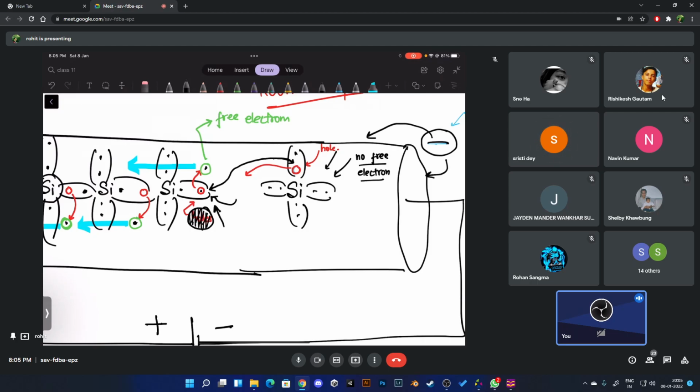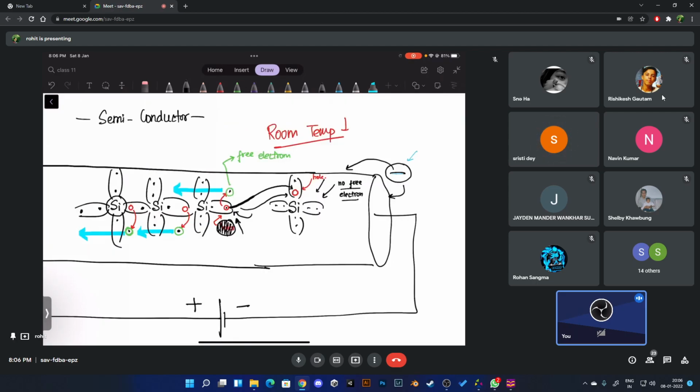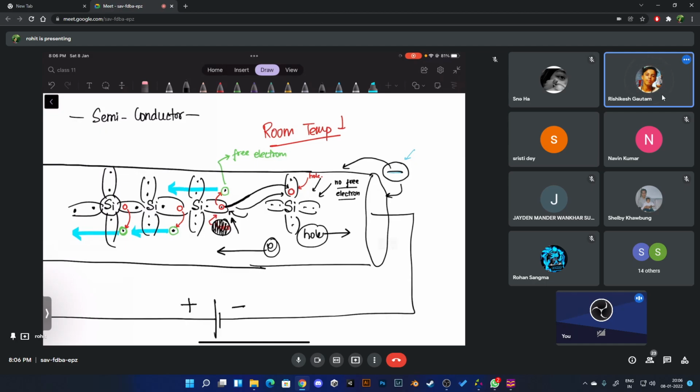But do you agree that the hole has appeared here or not? Yes, sir. Okay. Now my question to you is this. You must be thinking, what am I saying, right? So you tell me, can I say that the hole has moved to the right or not? Yes. Where are the free electrons moving? Towards left. And where are the holes moving? Towards right. Do you agree with me?